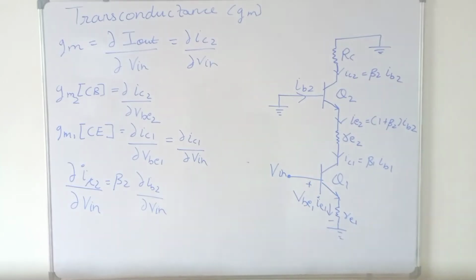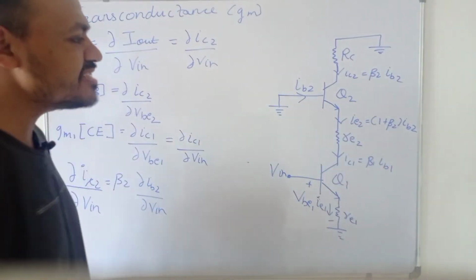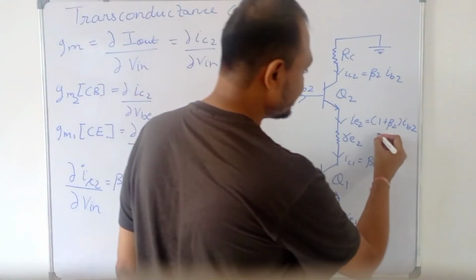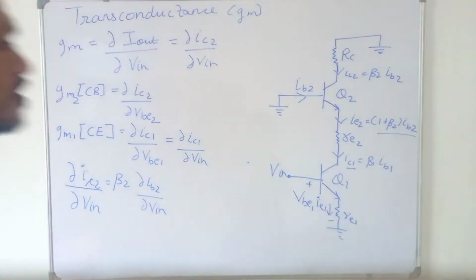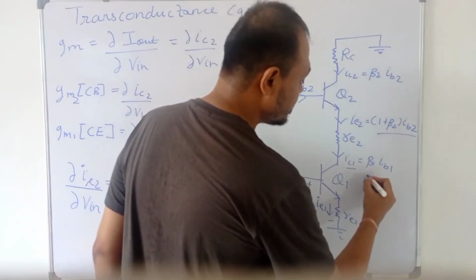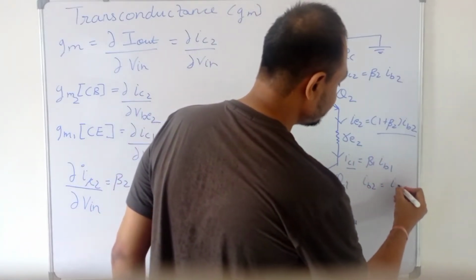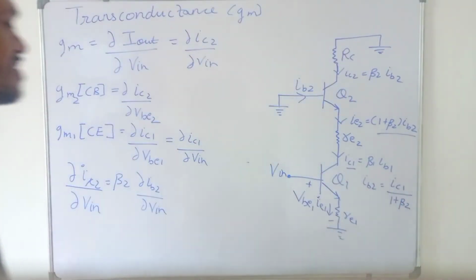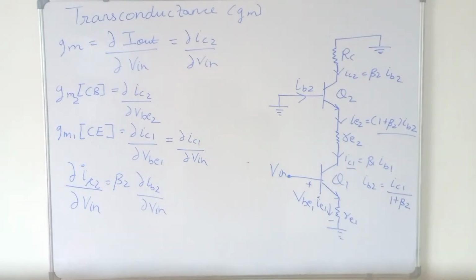Again, from figure we can see that 1 plus beta 2 IB2 equal to IC1. This current is equal to this current. So if you have to find the value of IB2 from this equation, 1 plus beta IB2 equal to IC1, so IB2 will be equal to IC1 upon 1 plus beta 2.